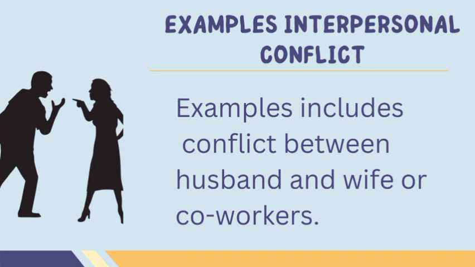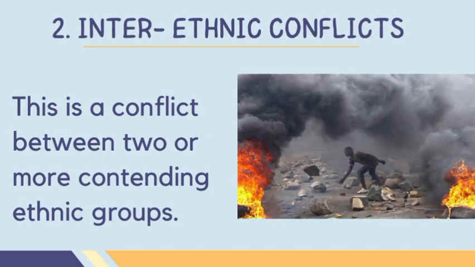Another example of conflicts in Nigeria is inter-ethnic conflict. Now, this is a conflict between two or more contending ethnic groups, from the word ethnic conflict. So it has to do with a conflict between two or more ethnic groups. It arises as a result of ethnic diversity, rivalry, and control of political and economic power within the society.